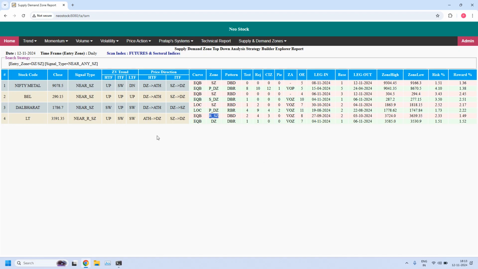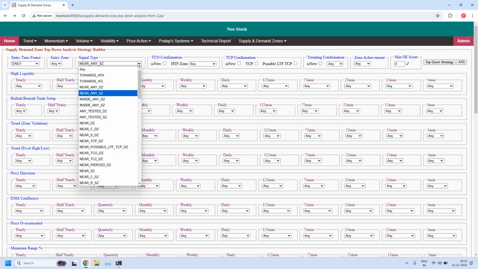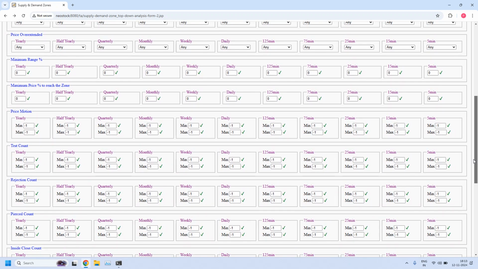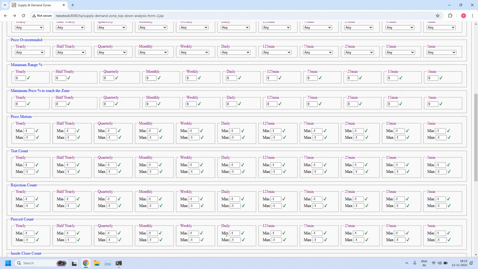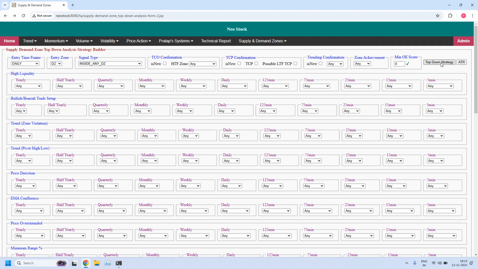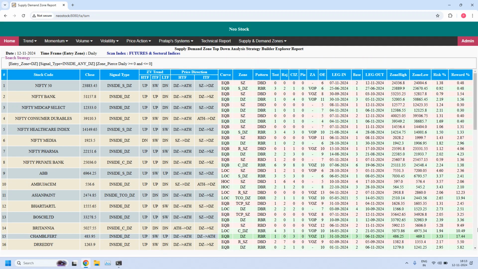Okay, this is about daily time frame, but in daily time frame we should also identify where price closed inside the daily demand zone. Those demand zones should not be pierced. So in the pierced count at daily time frame, the minimum value is 0, maximum value 0. That means daily demand zones are not pierced. So this is the filtered list. First 16 stocks in the list.